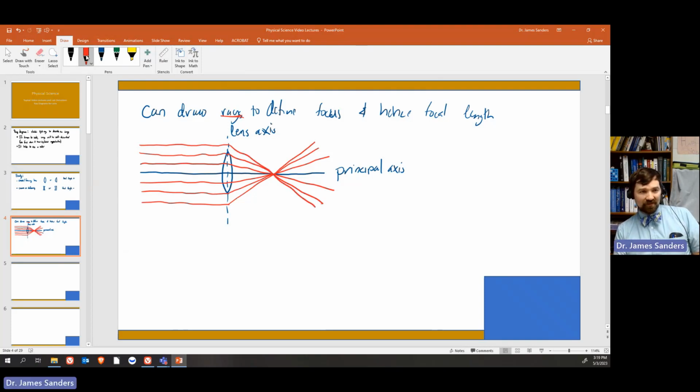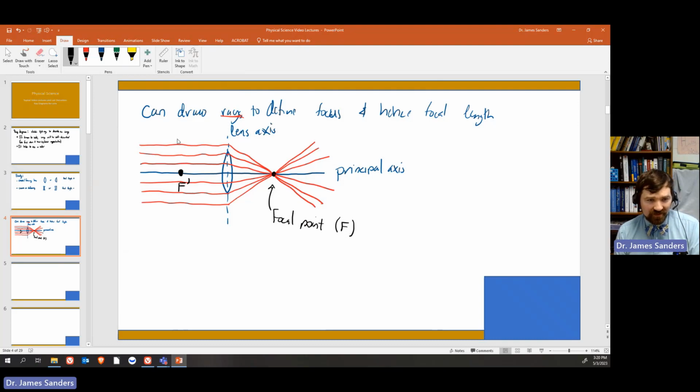And this point where they have all crossed, this common crossing point right here, is the focal point. And we usually label it just with a capital F. The same distance away, but on the other side, there's a second focal point, because in principle, we could send the light from the other direction and it would all cross here instead. So sometimes we label this second focal point as F prime.